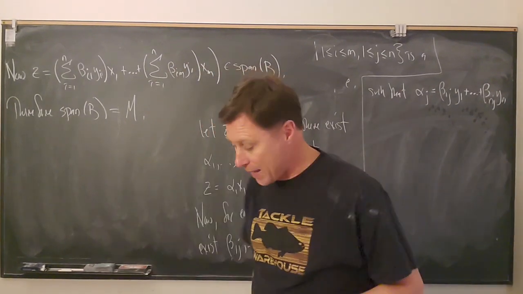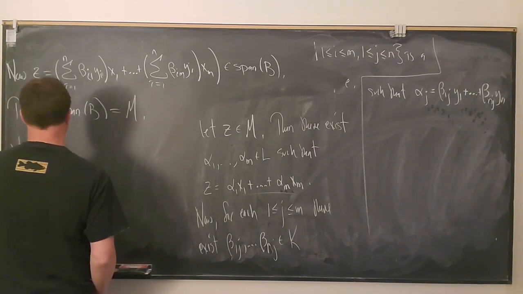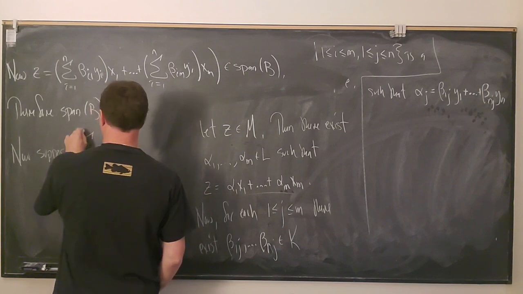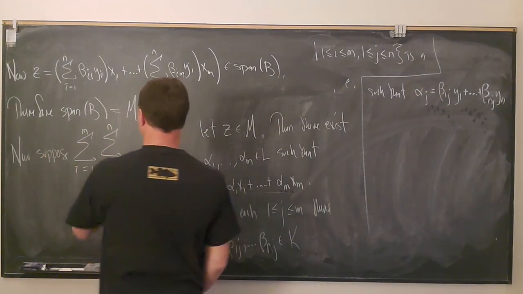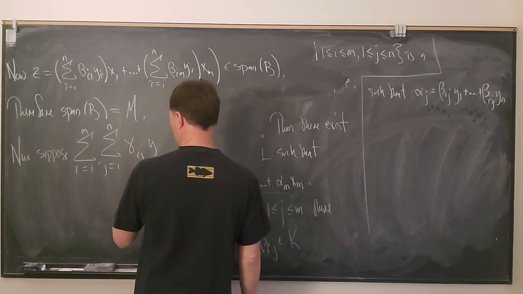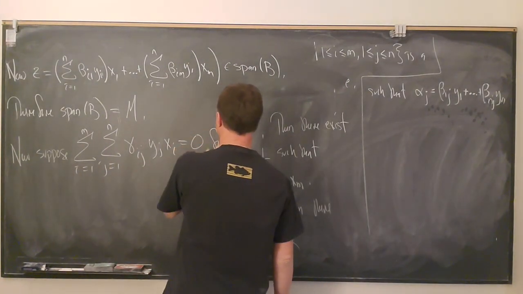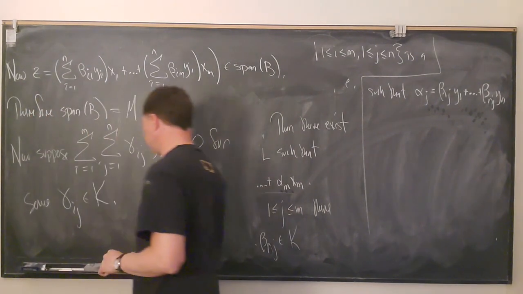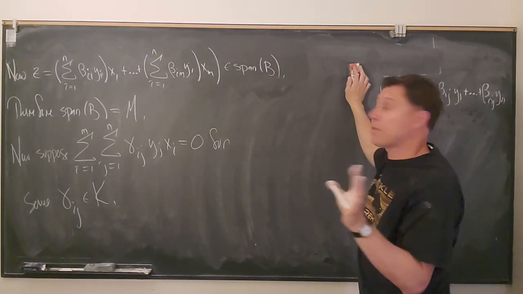Okay, so now we need to prove linear independence. So now suppose, and I have to just use double summation now, the sum i equals 1 to m, sum j equals 1 to n of gamma ij yj xi, I think is the way I want to write it, equals 0 for some gamma ij in capital K. What we want to do, if we want to show that this set is linearly independent, is show that all the gamma ij's have to equal 0.